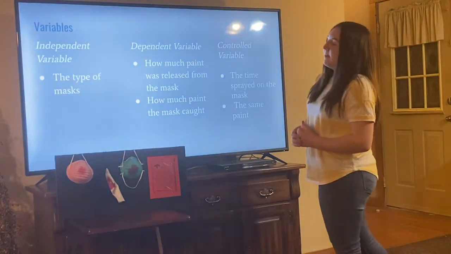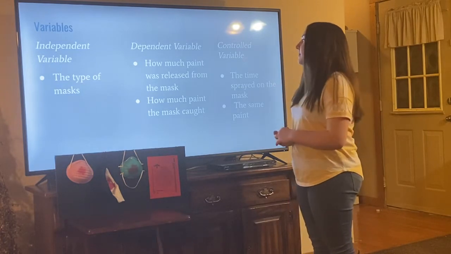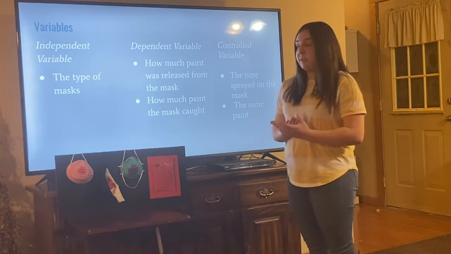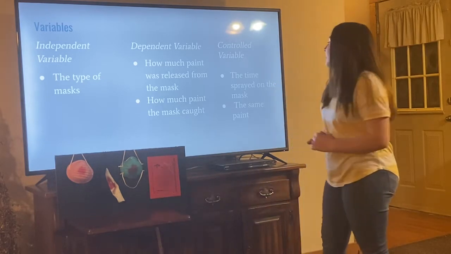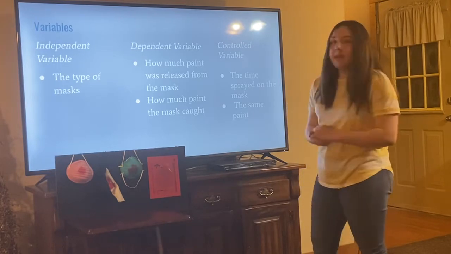My variables. My independent variable is the type of mask I used. My dependent variable is how much paint was released from the mask and also how much was caught by each mask. My controlled variables are the time I sprayed the masks and the same paint I used.